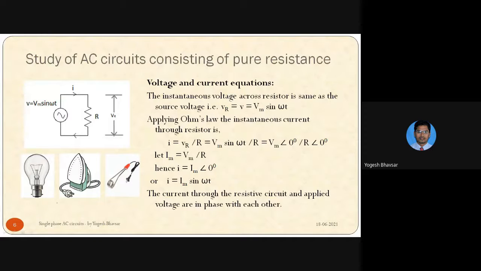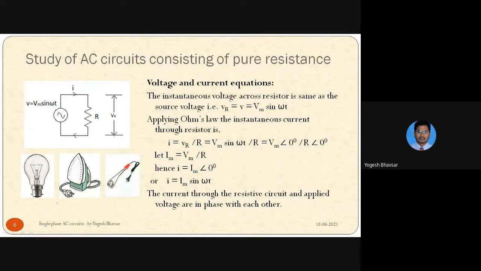The circuit consisting of pure resistance. We need to study in ideal cases. Practically, it may have some inductor, it may have some capacitor. There may be a combination of any of these, right? But theoretically, we study pure inductive circuit, pure capacitive circuit, and pure resistive circuit. A pure resistive circuit is possible because pure resistance is possible.